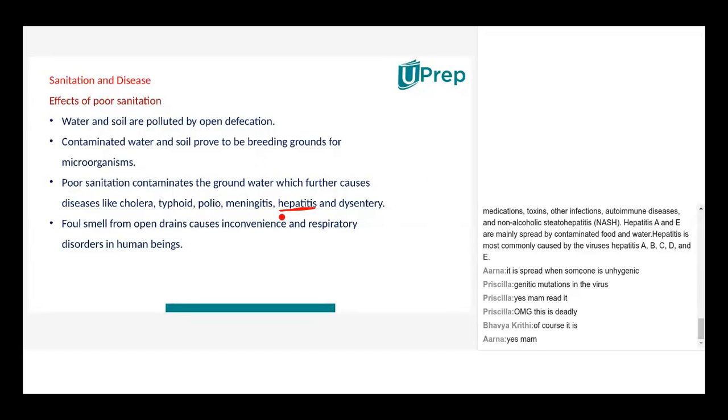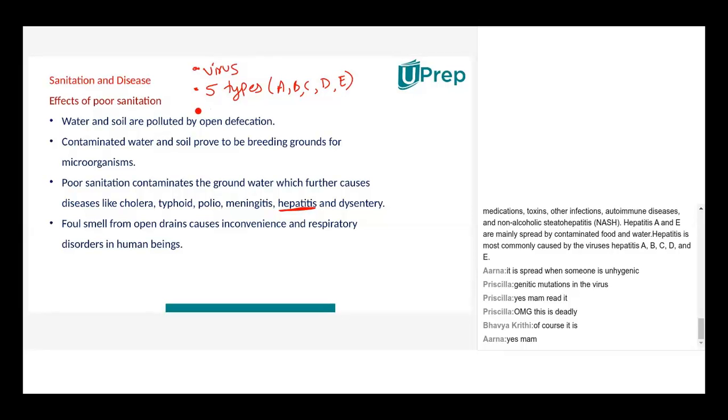Yes, ma'am. Yeah, please, what is it? Tell me. Ma'am, there are 5 types of hepatitis. Correct. And the virus is named after the disease itself, so they named it A, B, C, D, E.